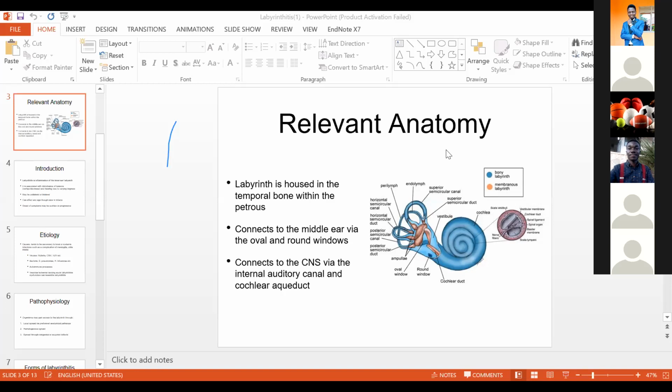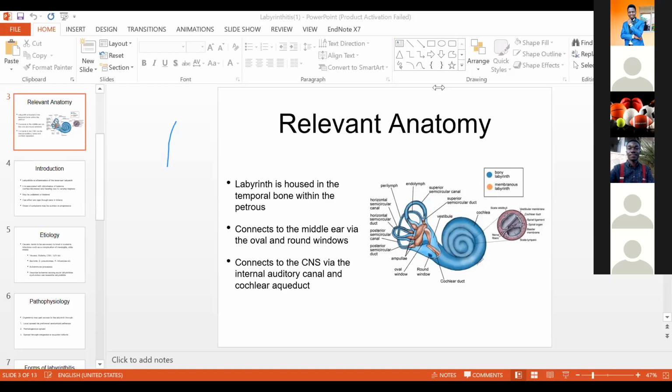Someone asked, is there a relationship between menopause and labyrinthitis? No, unless a patient has chronic comorbidities. Okay. We don't have any questions, right? Are we okay? Yes, I think we have covered all the questions.